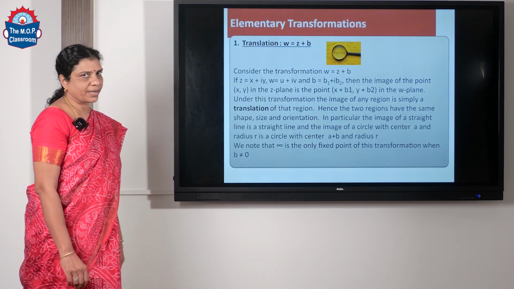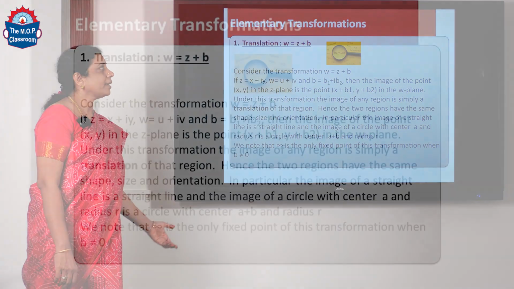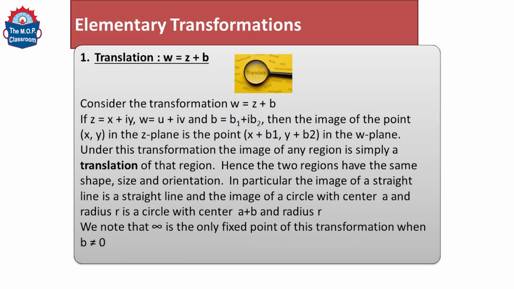Now, we come to the elementary transformations. These types of transformation we see in day to day life, for example when you are using the mobile phone, the swiping, zooming, all these activities are done by the application of the elementary transformations. Now, the first one we are going to see is the translation, w equal to z plus b.